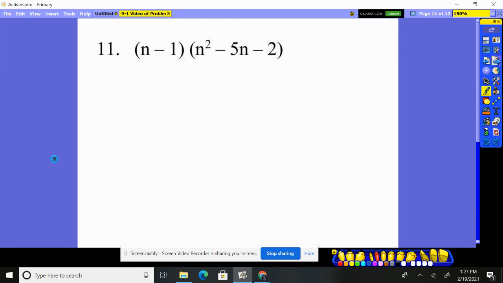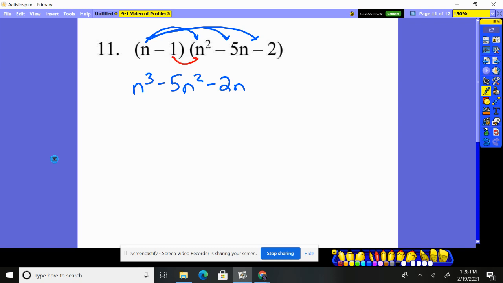Number 11, the same exact thing. Going to distribute the n through to each of the pieces. You have to be careful with the negatives, though. Let's see. N times n squared, n cubed. N times the negative 5n, that's negative 5n squared, because n times n is n squared. And then n times the negative 2, minus 2n.